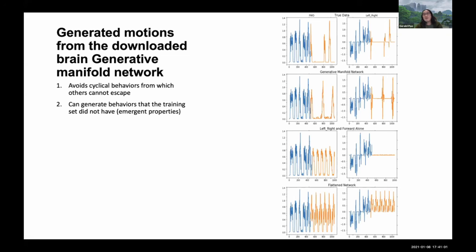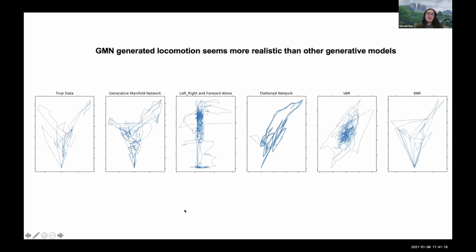The other way, you can do an embedding of all the data. So basically not make a network, but just make one manifold of 80 dimensions where you have everything. And then it becomes this repetitive motion that goes on forever. So that one's also not as realistic. If you look at the true data left-right, this is the generated manifold network. This is another left-right and forward alone. And this is what we call the flattened network. This is like taking everything, and this is basically a linear model. In all cases, I think the most similar one is the manifold network that we generate.